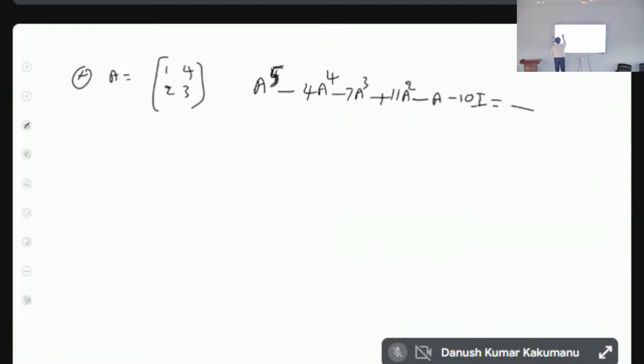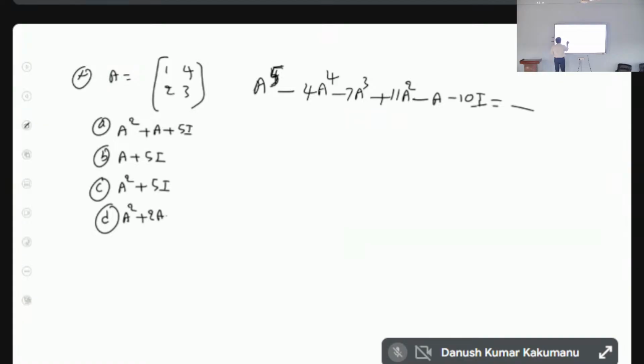The options: option A, A square plus A plus 5I. Option B, A plus 5I. Option C, A square plus 5I. Option D, A square plus 2A plus 6I. This is one interesting question, a 2 marks bit.